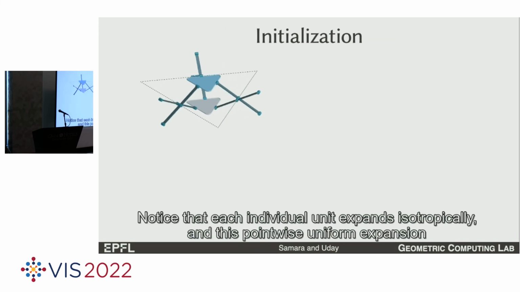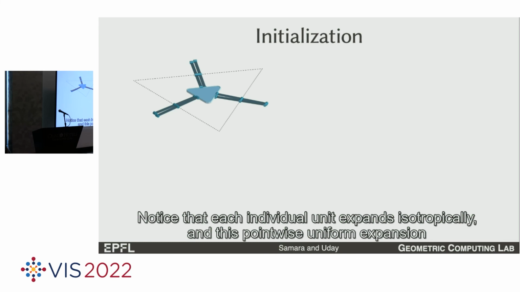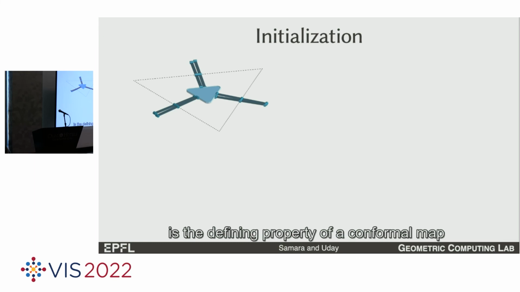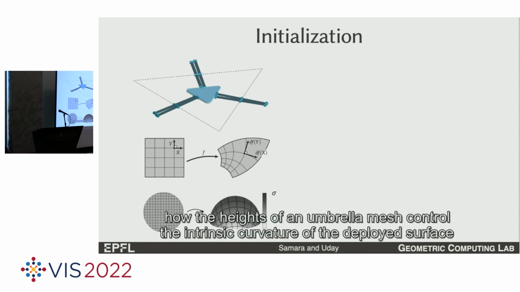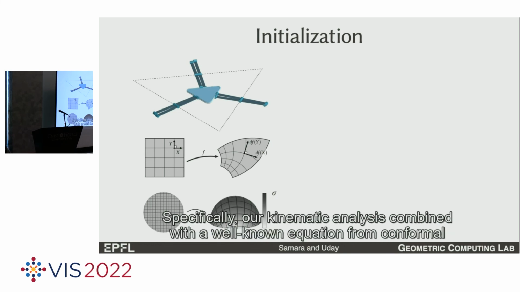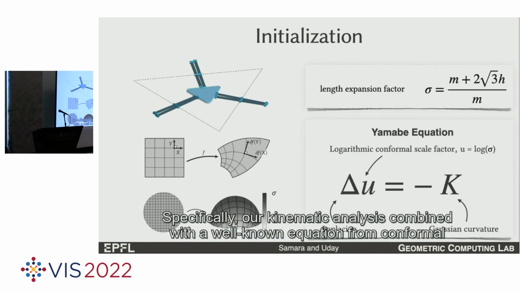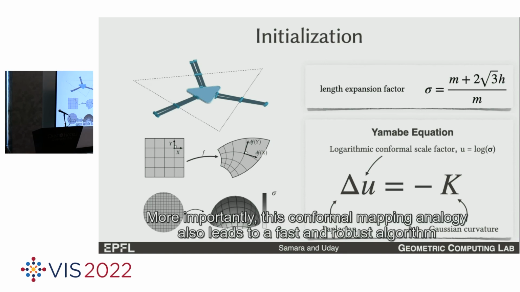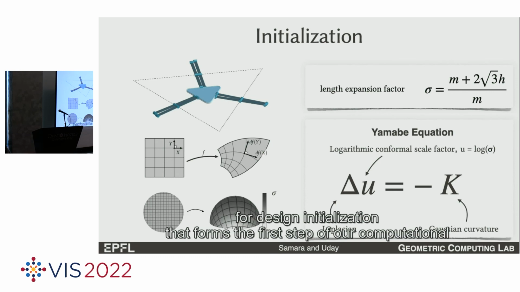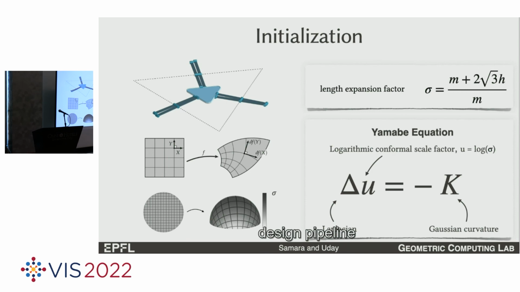Notice that each individual unit expands isotropically, and this pointwise uniform expansion is the defining property of a conformal map. The connection to conformal maps gives insights into how the heights of an umbrella mesh control the intrinsic curvature of the deployed surface. Specifically, our kinematic analysis, combined with a well-known equation from conformal geometry, directly relates the Gaussian curvature to the height distribution. More importantly, this conformal mapping analogy also leads to a fast and robust algorithm for design initialization that forms the first step of our computational design pipeline.